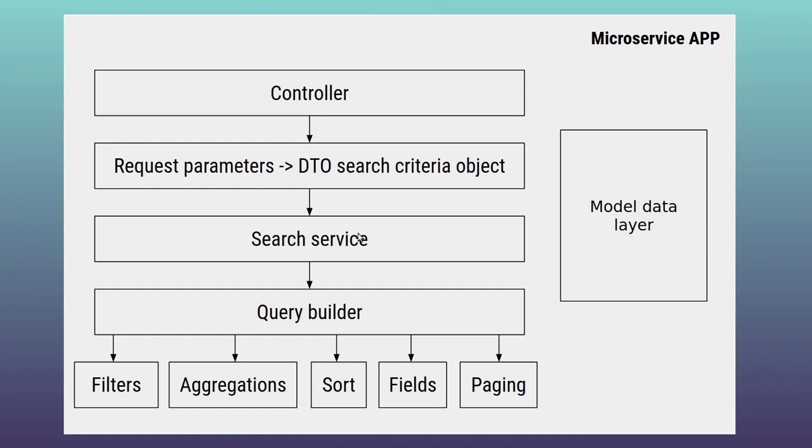Next, we will pass our DTO search criteria object to the search service that will be responsible for representing search results and calling the query builder object. Query builder will use a filter design pattern to construct our final Elasticsearch query using an object-oriented approach. It would also be responsible for adding sort, pagination, and aggregation parameters. In addition, our microservice will keep a model data layer that will project Elasticsearch document structure to corresponding classes.